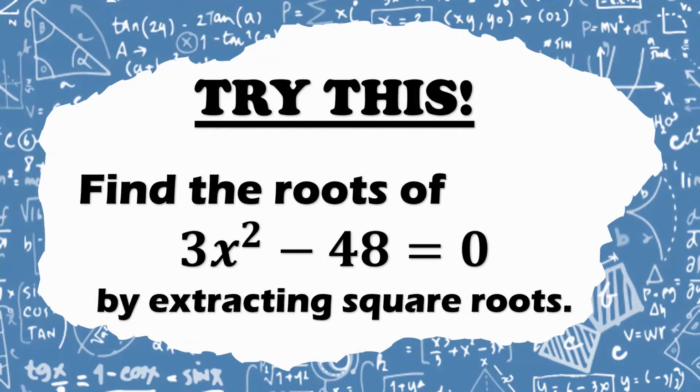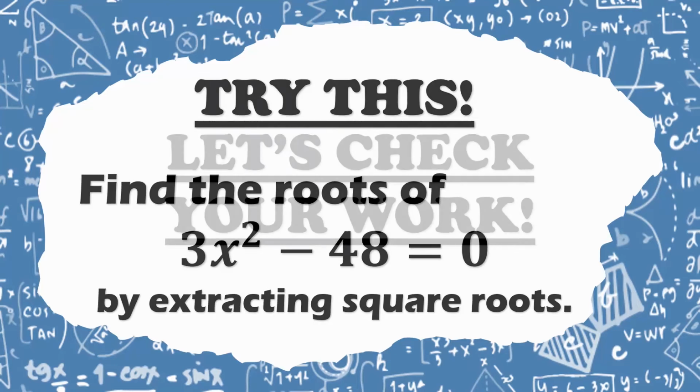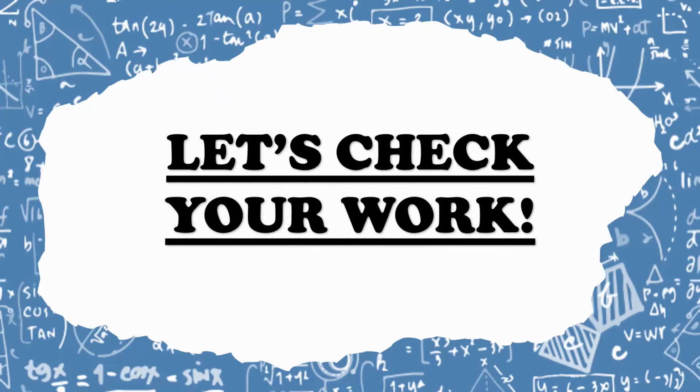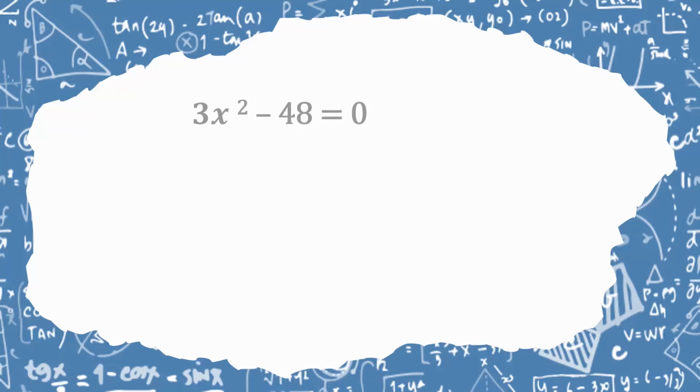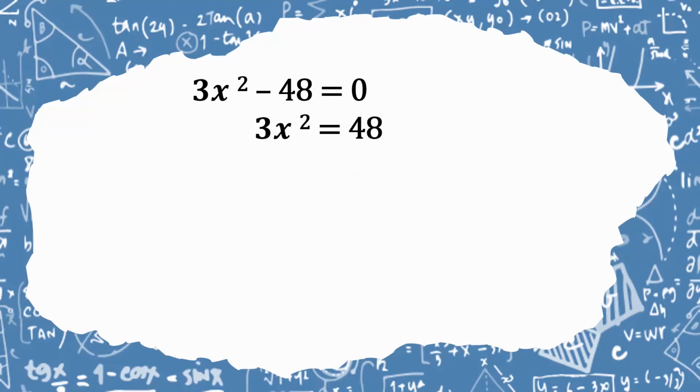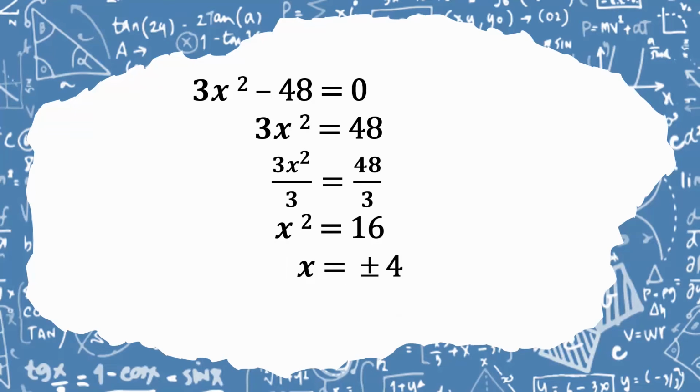Now, let us try this. Find the roots of the equation 3x squared minus 48 equals 0 by extracting square roots. Okay, let's check your work. For our problem, 3x squared minus 48 equals 0, when written in the form ax squared equals c, will become 3x squared equals 48. Dividing both sides by 3, then that is x squared equals 16. Extracting the square root will give us the roots of the quadratic equation: x equals 4 or x equals negative 4. Okay, that is for our first method of solving quadratic equations.